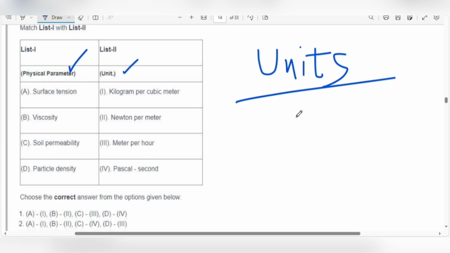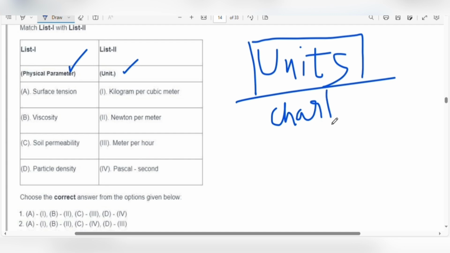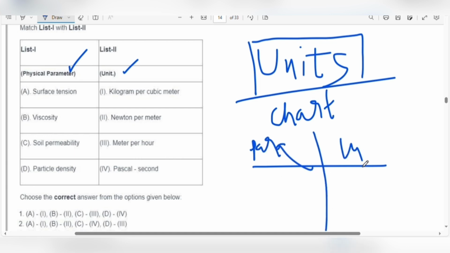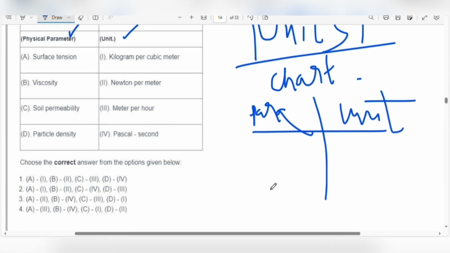soil physics. They will definitely ask, whether in match the following or true or false type of question. Mostly they ask it in match the following type of question. So units, you have to remember. My suggestion would be you make a chart, make a note, make your own copy. Get out a fresh sheet and make a table. Just like match the following, on the left side you put the parameter and on the right side you put the unit. Make a list. Say here they have given surface tension and the unit is Newton per meter.